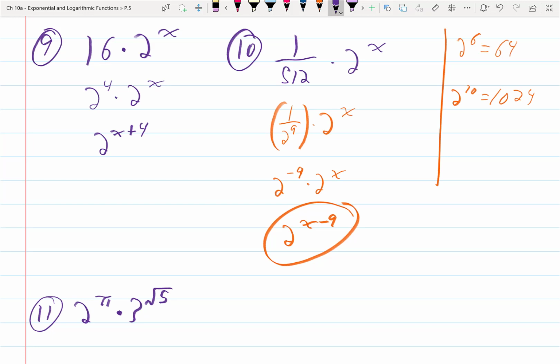2 to the pi times 3 to the root 5. You guys should know me well enough to know what I'm trying to point out with this one. Can't be simplified.